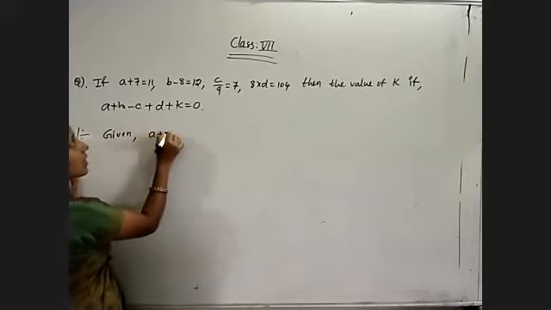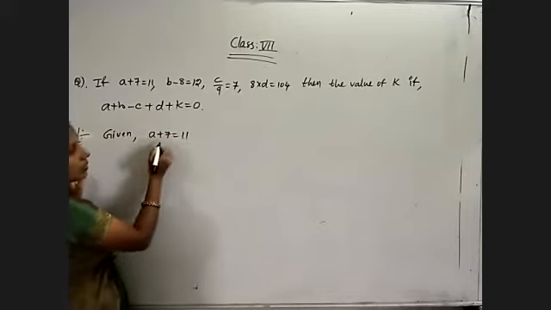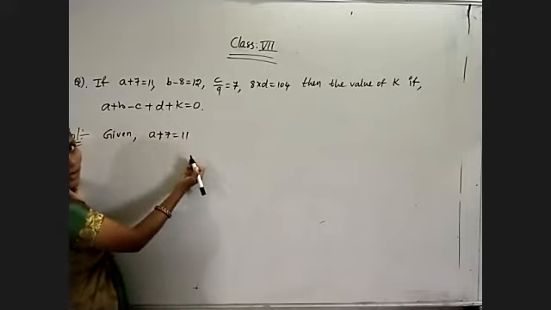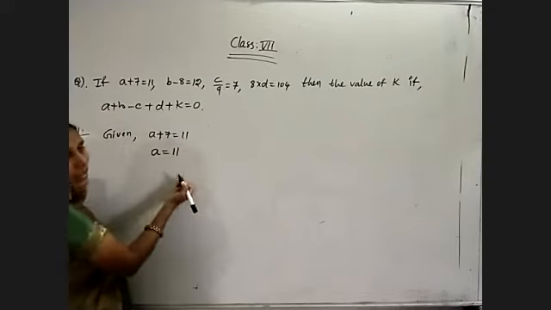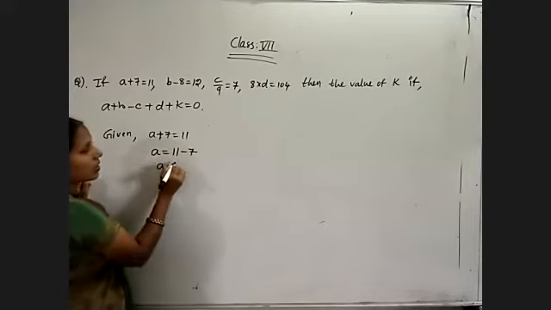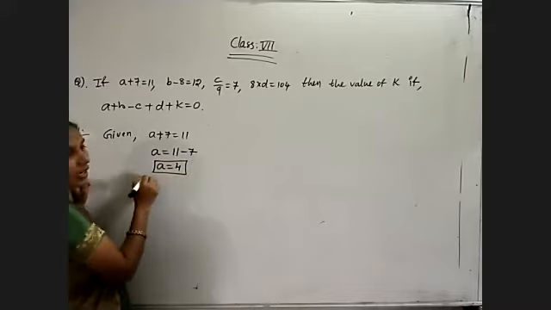a plus 7 is equal to 11. So from this, a value will be equal to, just plus 7 is extra. So bring this side, that will become minus 7. So a is equal to RHS 11, bringing this side, minus 7. A is equal to 11 minus 7, 4. So I got a value.